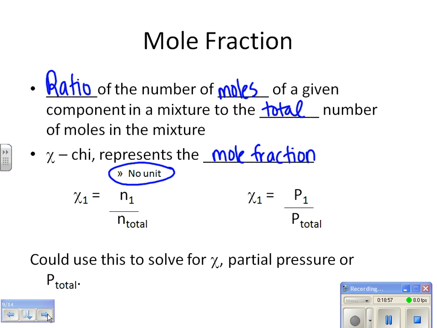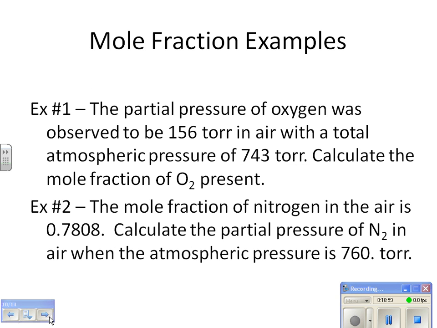And we are going to show you two problems. Problem number 1 gives you the partial pressure of oxygen in air and asks you to calculate the mole fraction. And then later, problem 2 gives you the mole fraction of nitrogen in air and asks you to calculate the partial pressure. Okay, so we get one of each. Let's try the first one first.